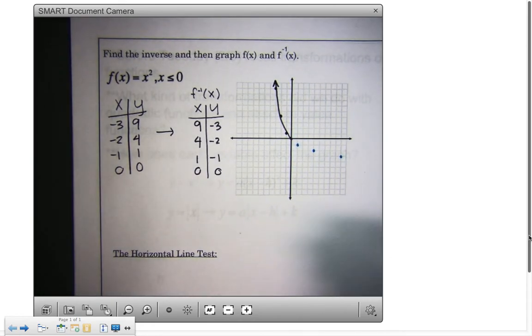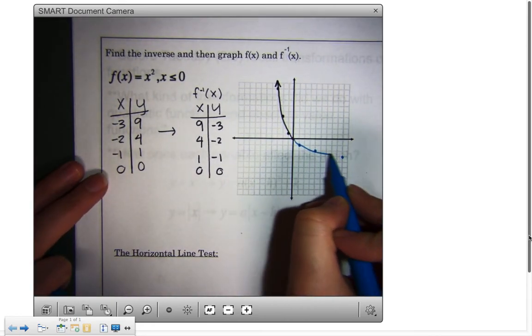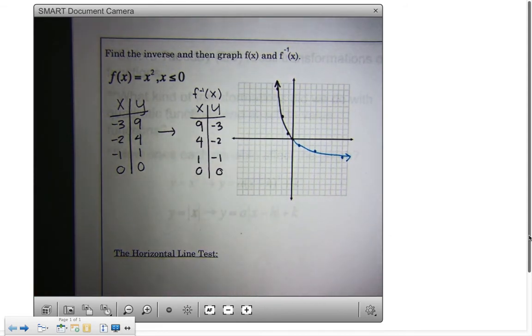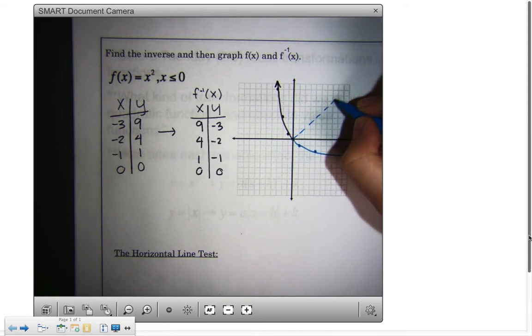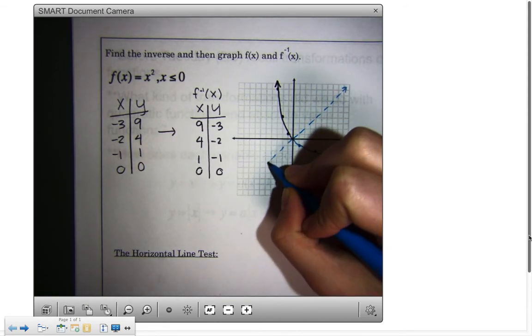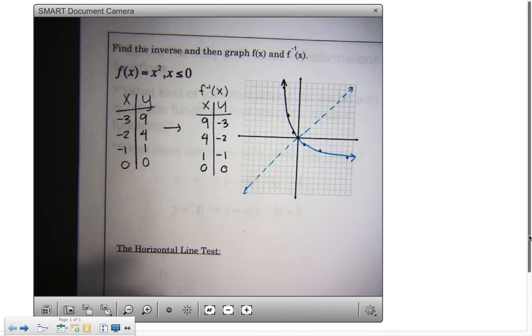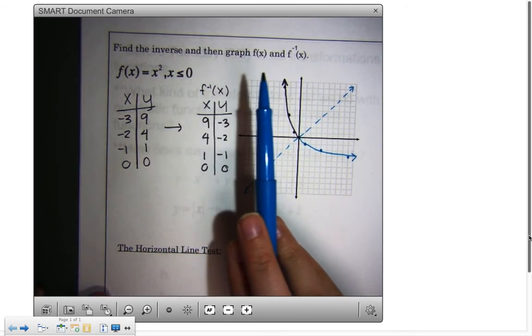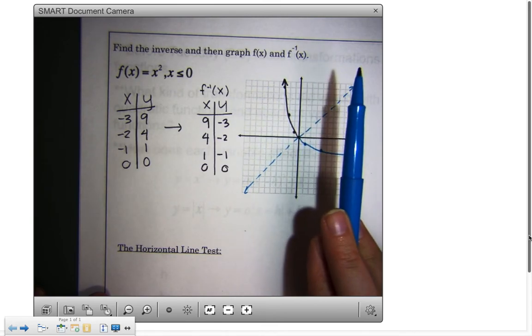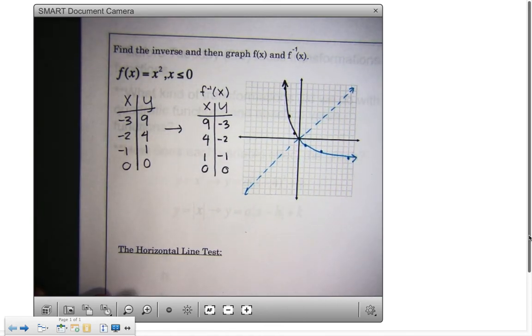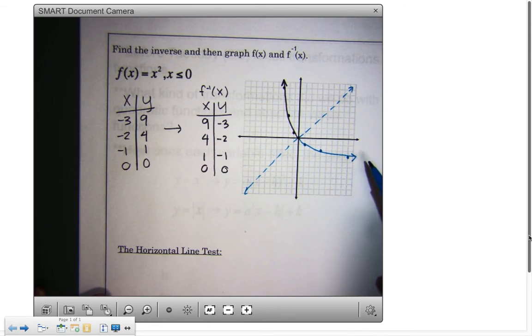So if you connect those, there's your inverse of that function. If I draw in the dashed line y equals x, notice the original has been reflected over that line to give me this inverse function. The inverse of this is still a function. If you do the horizontal line test, draw a horizontal line across your graph, every input has exactly one output, so we know that the inverse is still a function.